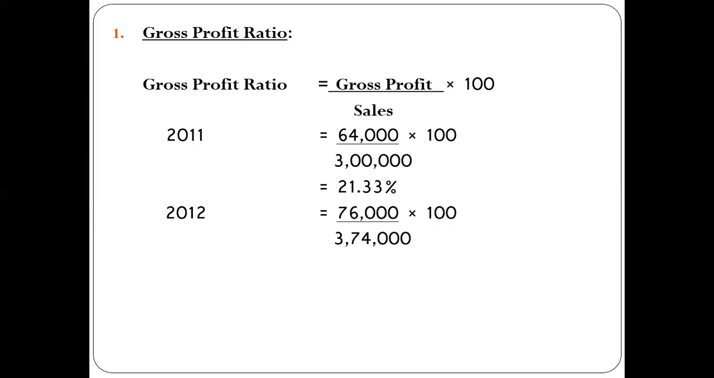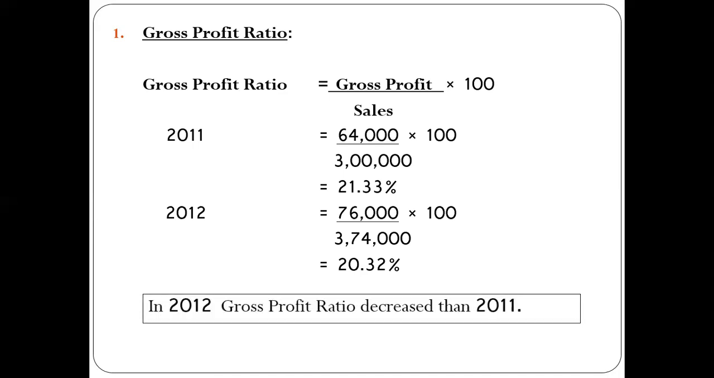In 2012, we have the gross profit of 76,000 and sales of 3,74,000. So we divide 76,000 by 3,74,000 into 100, and we get 20.32%. Here we can clearly see that in 2012, the gross profit ratio decreased compared to 2011. This narration we have to write down. So we can write: in 2012, gross profit ratio decreased than 2011.